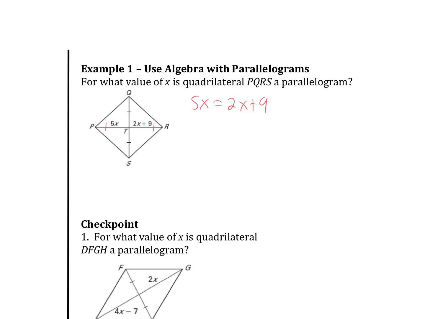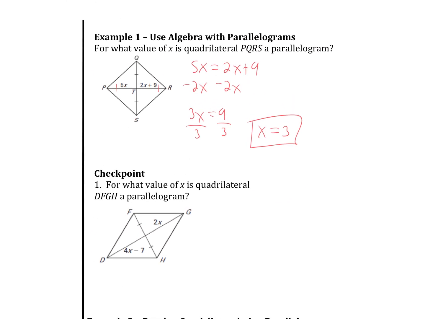Why don't you go ahead and pause the video and see if you can solve that. All right, we're going to subtract 2x from both sides. We get 3x equals 9, divided by 3, x equals what? 3. Nice.